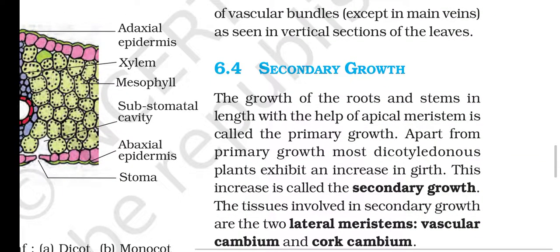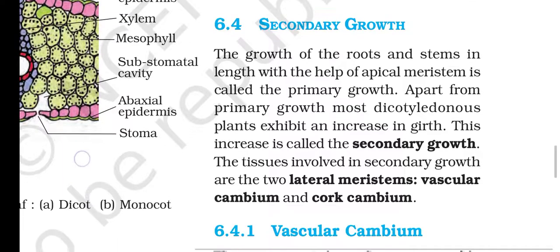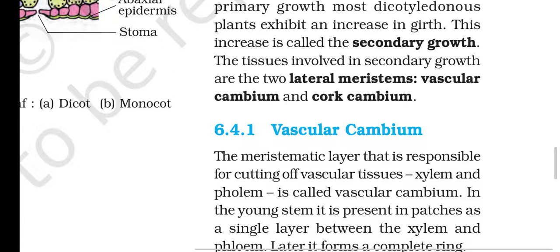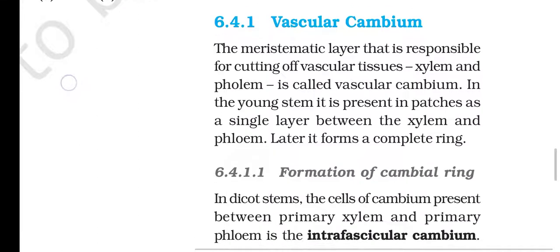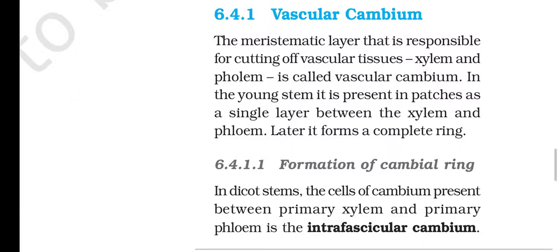6.4 Secondary growth. The growth of the roots and stems in length with the help of apical meristem is called the primary growth. Apart from primary growth, most dicotyledonous plants exhibit an increase in girth. This increase is called the secondary growth. The tissues involved in secondary growth are the two lateral meristems, vascular cambium and cork cambium. 6.4.1 Vascular cambium. The meristematic layer that is responsible for cutting off vascular tissue, xylem and phloem, is called vascular cambium. In the young stem, it is present in patches as a single layer between the xylem and phloem. Later, it forms a complete ring.